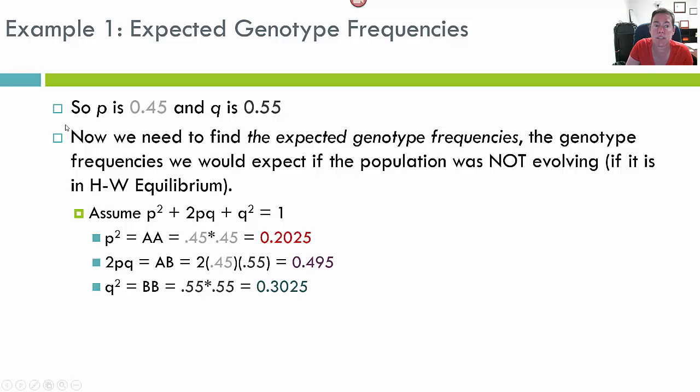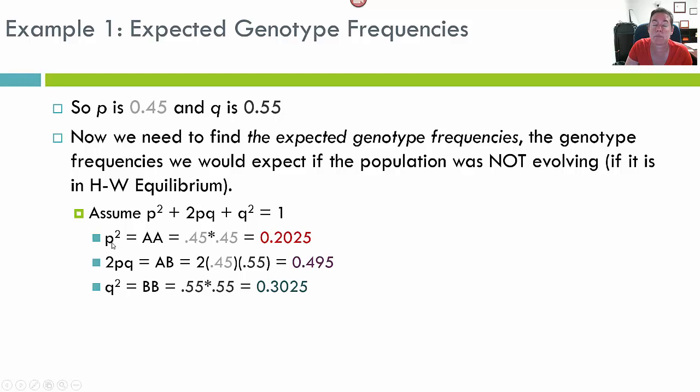So now that we know that P is 0.45 and Q is 0.55, that represents the observed allele frequencies. Now we need to calculate the expected genotype frequencies. That is the genotype frequencies we would expect if the population was not evolving. If the population is in Hardy-Weinberg, what are the expected genotype frequencies? The first thing we do is write out our Hardy-Weinberg equilibrium formula: P squared plus 2PQ plus Q squared equals 1.